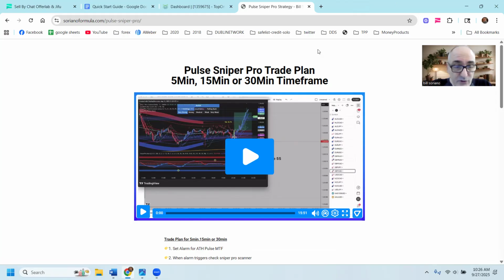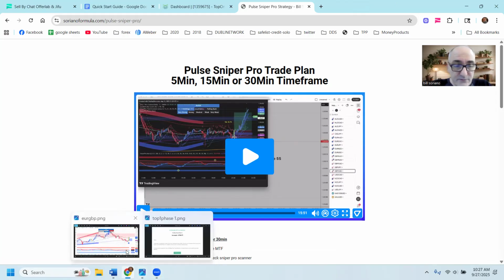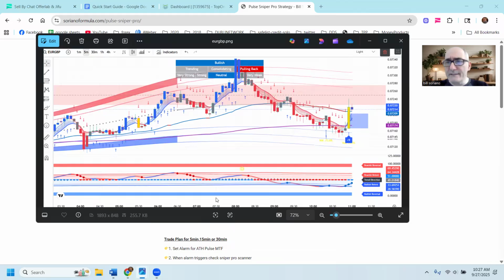Okay, so let's just show you a couple things. Let's just show you a couple trades from this week that I took screenshots of, so it's easier and I can show you exactly what I want to show you. This was in EURGBP. Now it's important we have a screenshot here for the scanner. This is our Sniper Pro scanner. This is what it looks like.